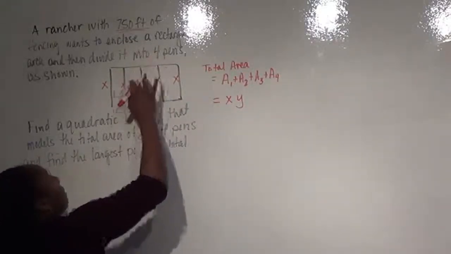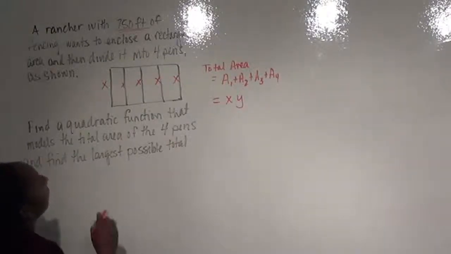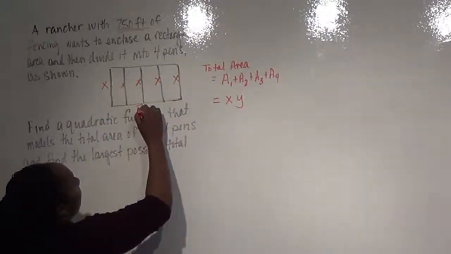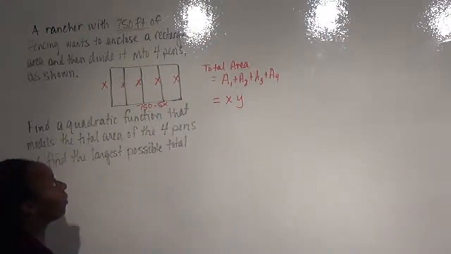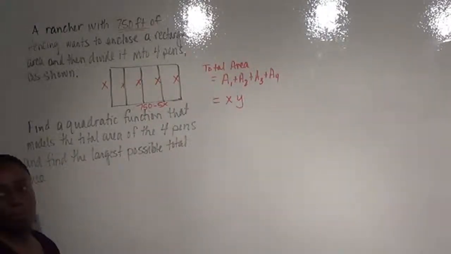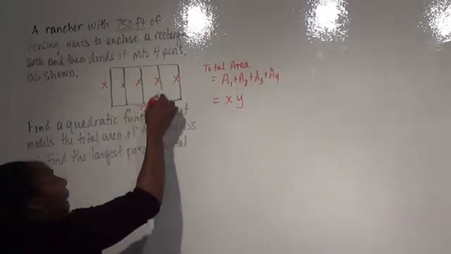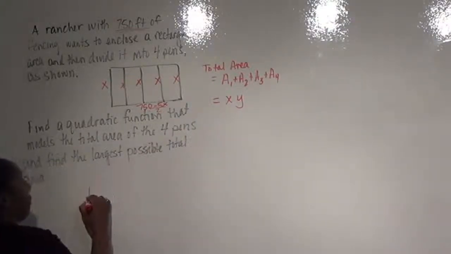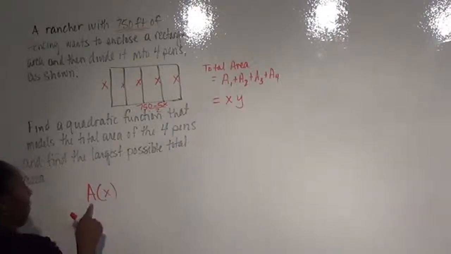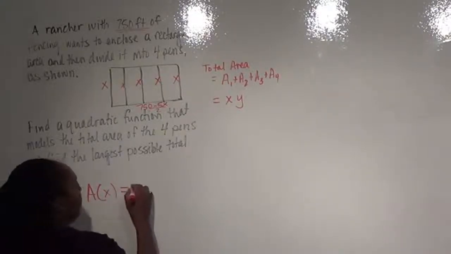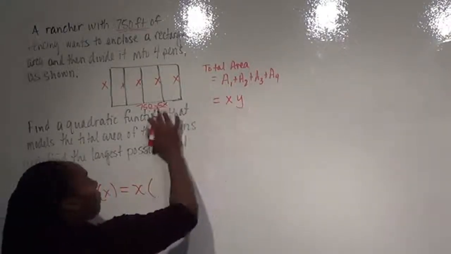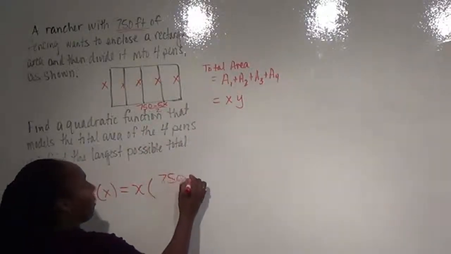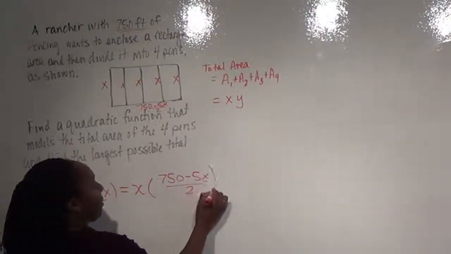And instead of thinking of this as y, I can think of those sums that I have there, which is 5 of those x's. I can subtract from the 750, and then that piece that's left over, I'm going to divide it by 2 to get the top and the bottom. Okay? So here, I can rewrite my function. I'm going to call it A of x, so it's the area function in terms of my length x. It's going to be x times what I've determined my y is, which is (750 minus 5x) over 2.